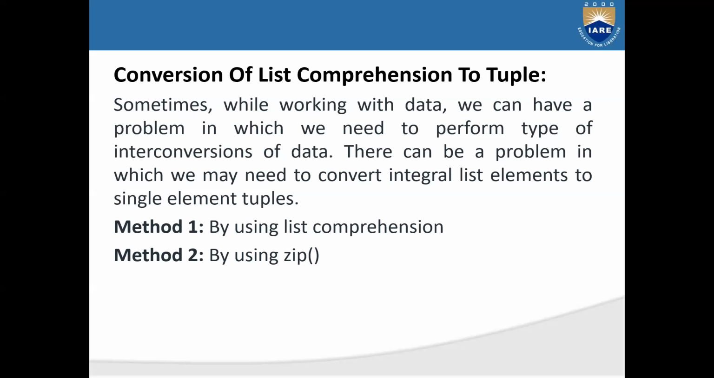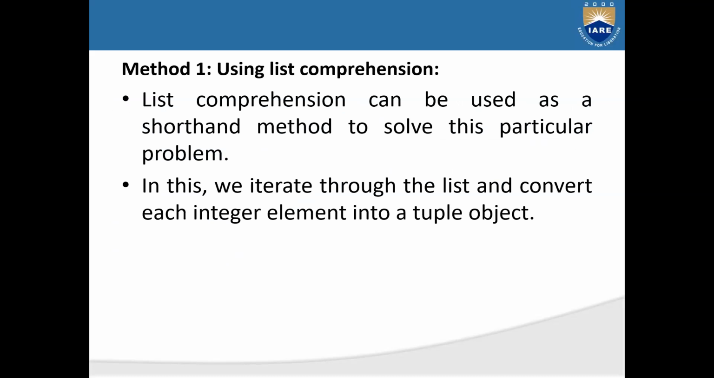So there can be a problem in which we may need to convert integer list elements to single element tuples, etc. In order to get rid of this problem, we have two methods. First one is by using list comprehension, and second one is using the zip function. In the first method, list comprehension can be used as a shorthand method to solve this particular problem. In this way, we can iterate through the particular list and convert each integer element into a tuple object.